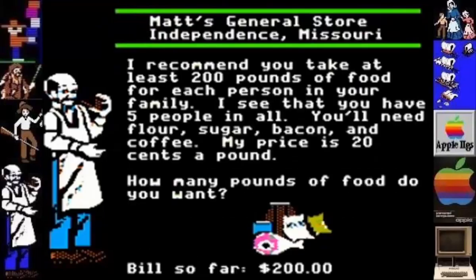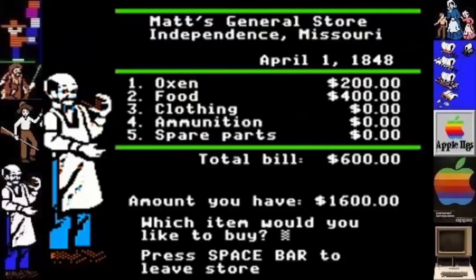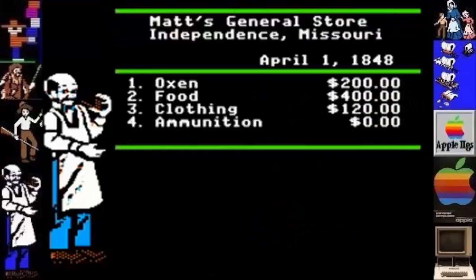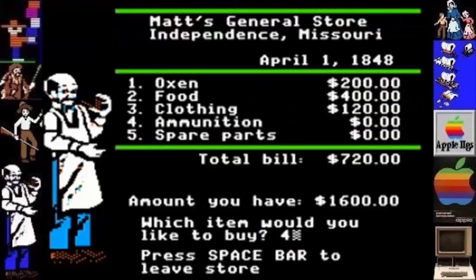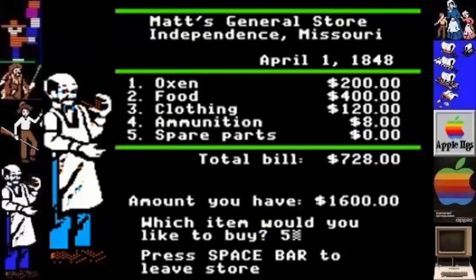As a banker, we will get 2,000 pounds of food starting off. 3 sets of clothing. You need at least 2 sets per person, and they charge $10 each. Let's go with 12 here. Now ammunition. We don't need much ammunition. Let's say each box has 20 bullets in it. Let's take 4 boxes. It's only 80 bullets. That's all we really need. We don't even need that, to tell you the truth.